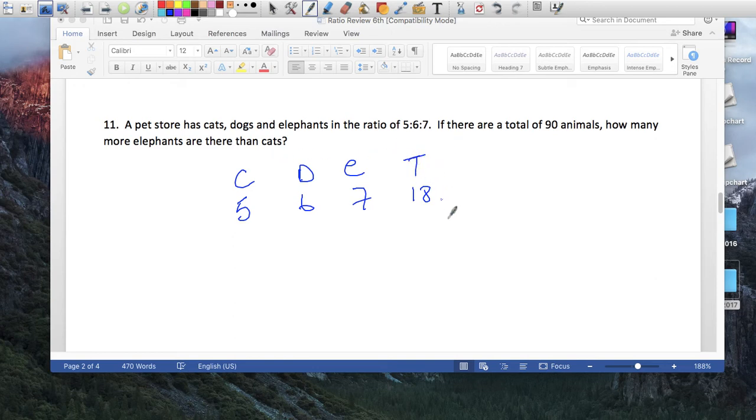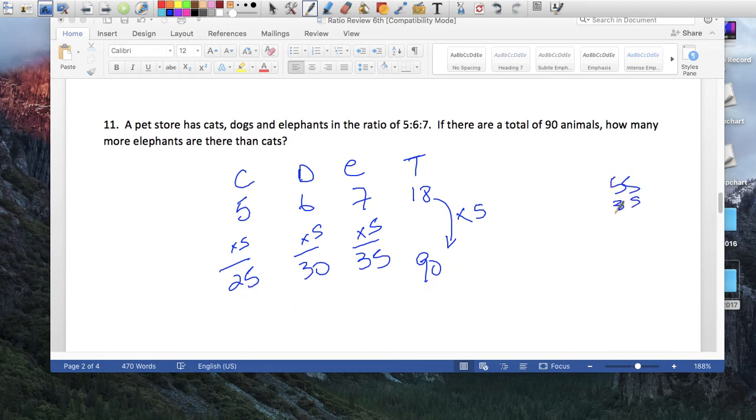Part, part, part, total, this would be. So the total of 90, is there a relationship here? Please tell me there is. Times 5. So everything's going to be times 5. Times 5, times 5, times 5. Here you get 25, here you get 30, and here you get 35. Does that equal 90? 25 plus 30 is 55, and 55 plus 35 is indeed 90. So there, that works. So when there are 90 animals, you're going to have 25 cats, 30 dogs, and 35 elephants, which gives you a total. So how many more elephants than cats? Well, there's 35 elephants and 25 cats, so 10 more elephants.